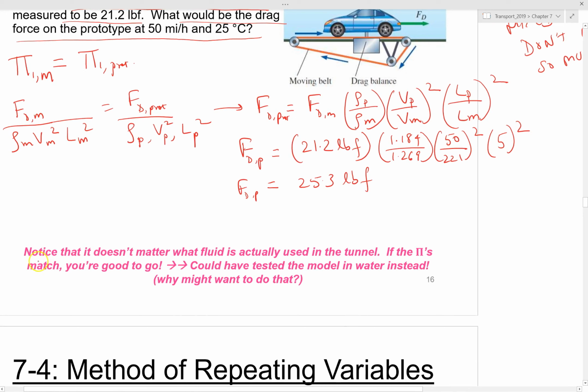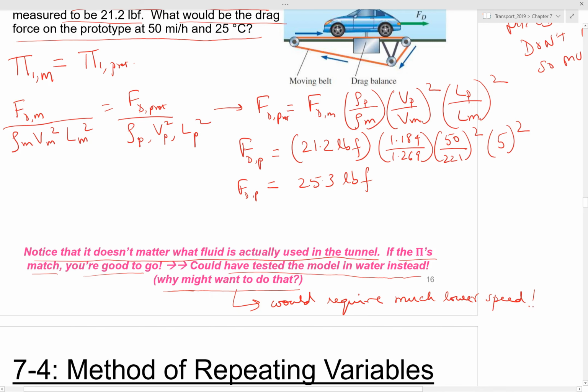So the other thing to notice is that it doesn't matter what fluid is actually used in the tunnel. So long as the pies match, you are good to go. We could have also tested the same model in water instead. So why might we want to do that? Water, because you would require much lower speed.